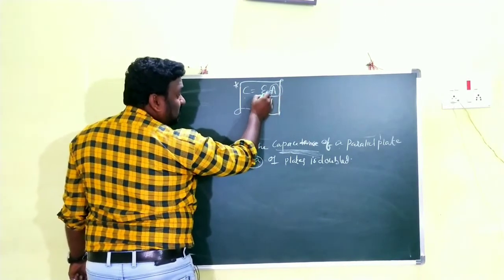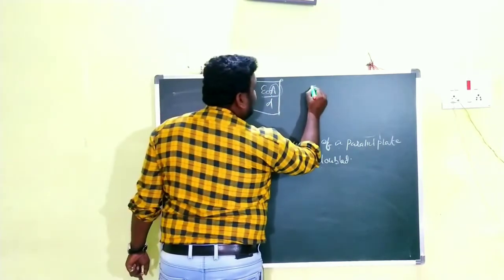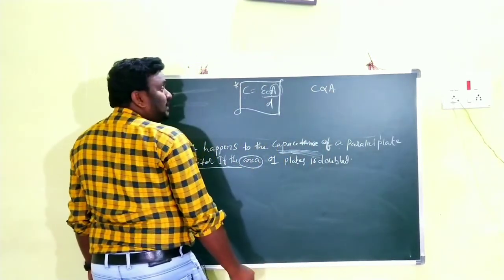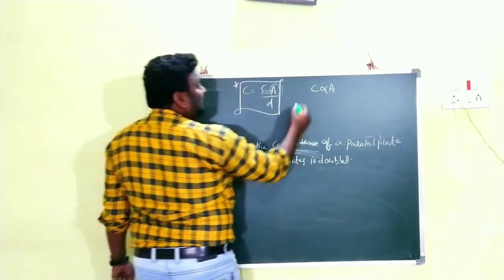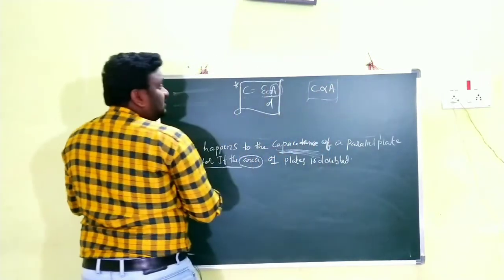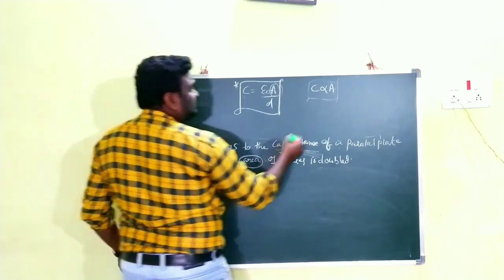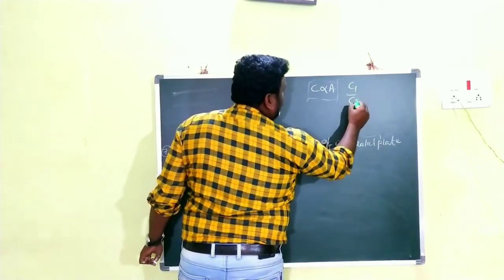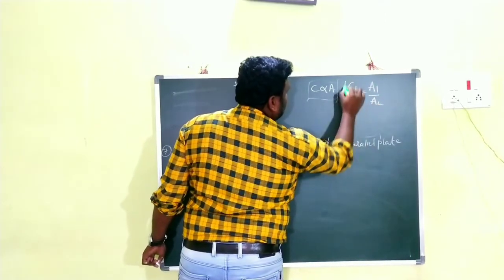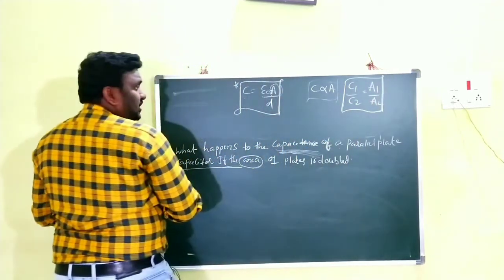So that means epsilon is constant, d is also constant. That's why we will write here C is proportional to A. Capacitance of a parallel plate capacitor is directly proportional to the area of the plates. So children, from that we can write C1 by C2 is equal to A1 by A2. Now this is the formula.